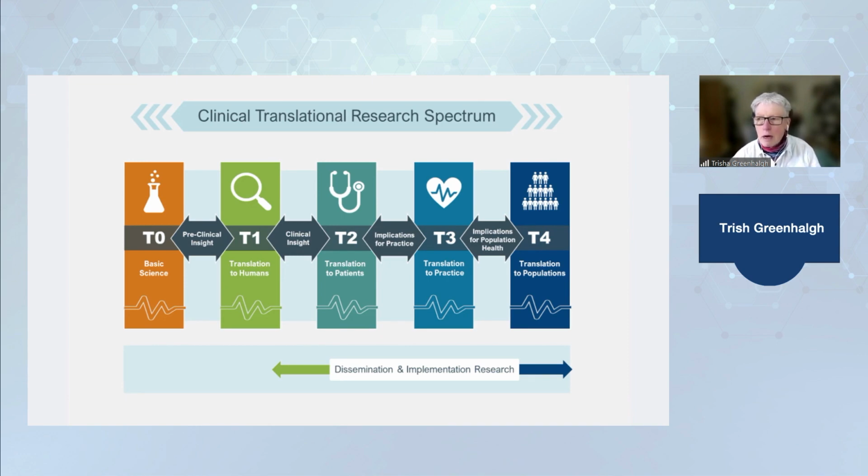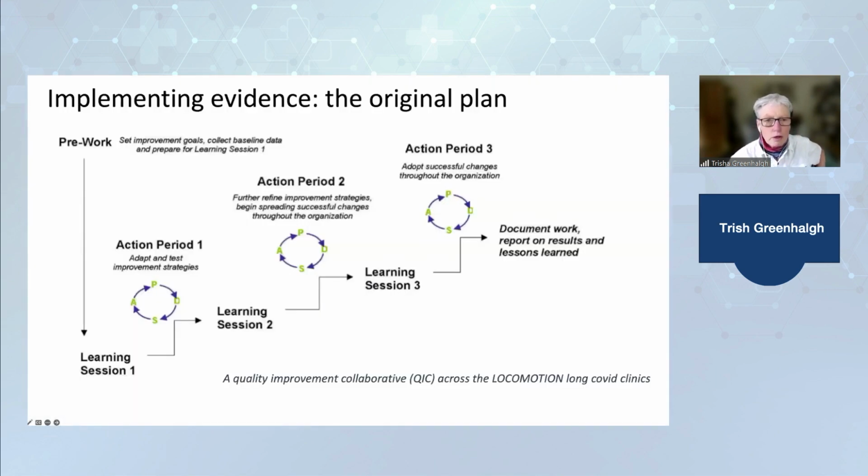In other words, it might happen in one clinic somewhere in the country, and word gets around they're actually doing this, but it doesn't happen anywhere else. And that's where we get T4 translation, or the questions around T4. Why is it so hard to get something that works in one place to work more widely? So it's the T3 and T4 translations I'm going to be mainly talking about.